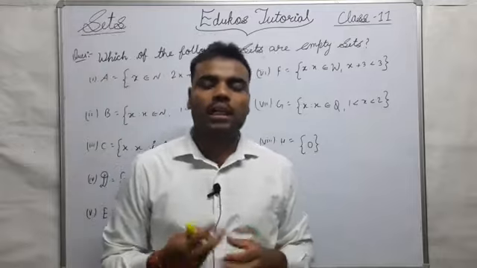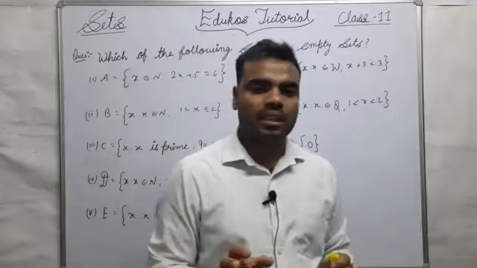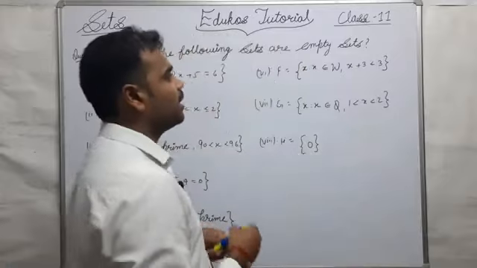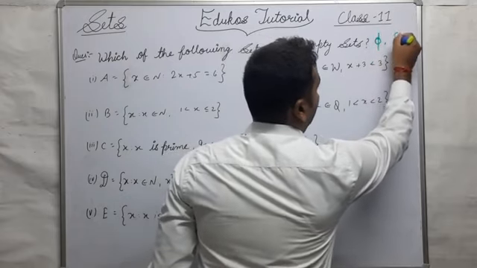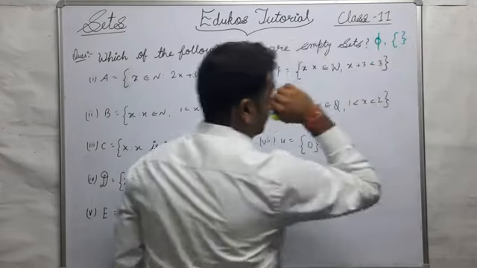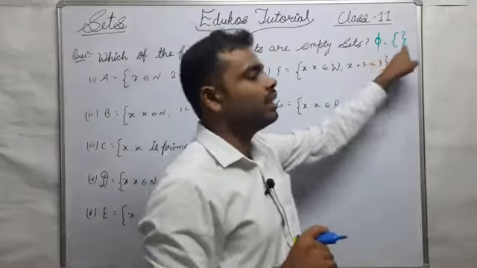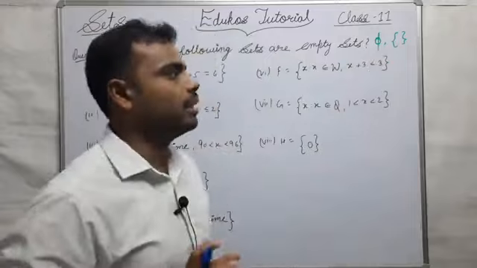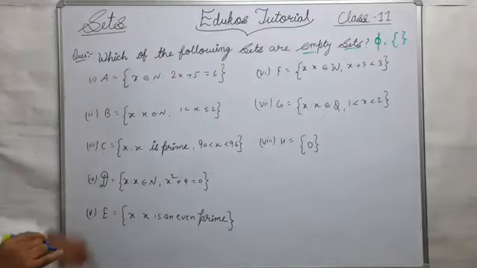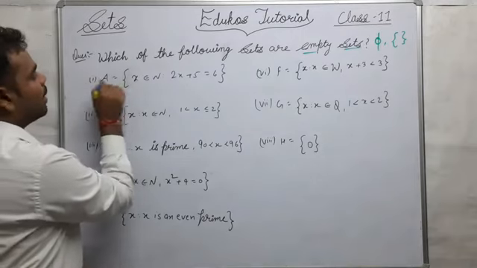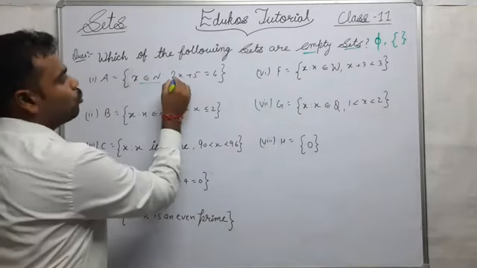So which sets are said to be empty sets? A set in which no element exists is known as an empty set, and an empty set can be denoted by phi or by empty braces. So if no element exists in a set, then this set is said to be an empty set.